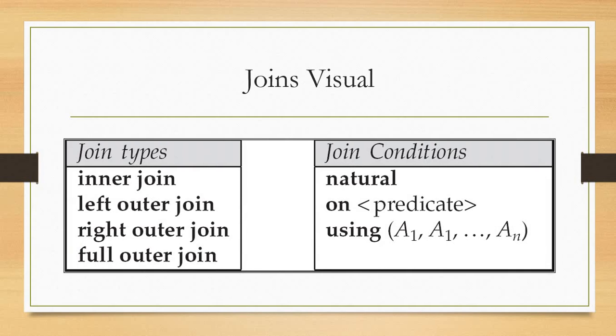Here's a visual of certain types of joins. You may have join types such as inner join, left outer join, right outer join, full outer join. And you may have join conditions like natural, on a specific predicate, or using the attributes associated.